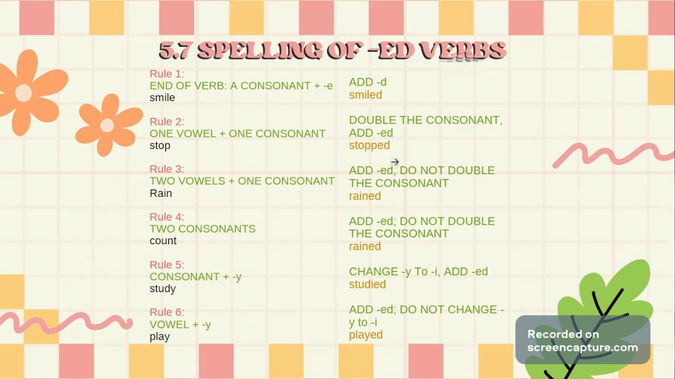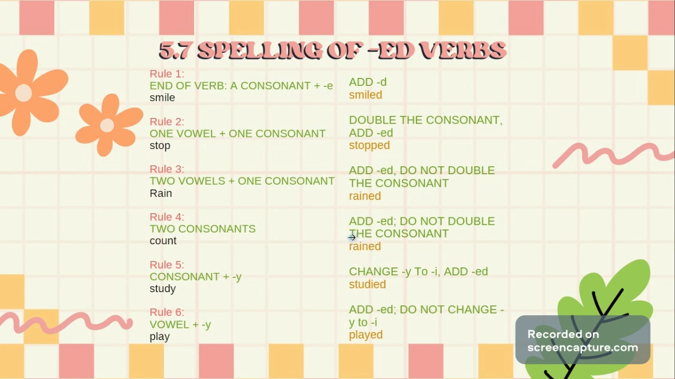And rule 3, if the word has two vowels and one consonant, we have to add ed, but we do not double the consonant. For example, rain becomes rained. And rule 4, if the word has two consonants, we have to add ed, but we do not double the consonant. Example, count becomes counted. So, I'm so sorry, it's a mistake.